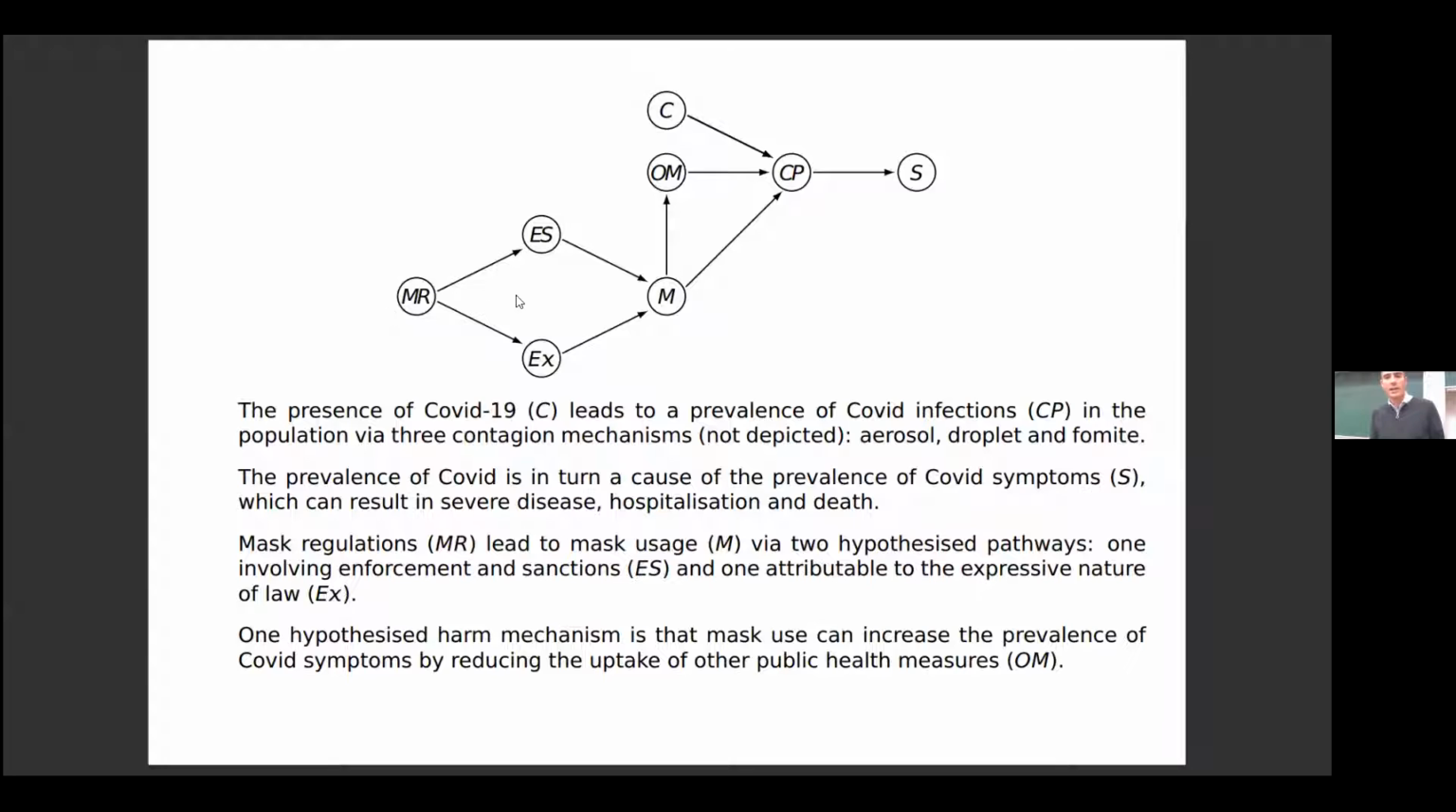A potential harm mechanism is that by putting masks on, that can make us complacent and less likely to comply with other public health measures. And so we may thereby increase the prevalence of COVID by wearing masks. That's a potential harm claim that needs to be assessed.